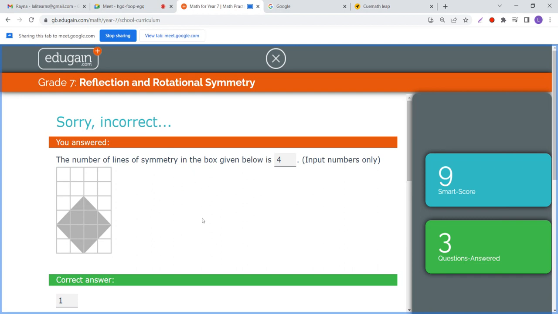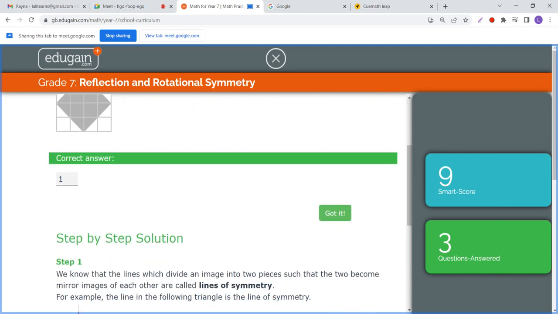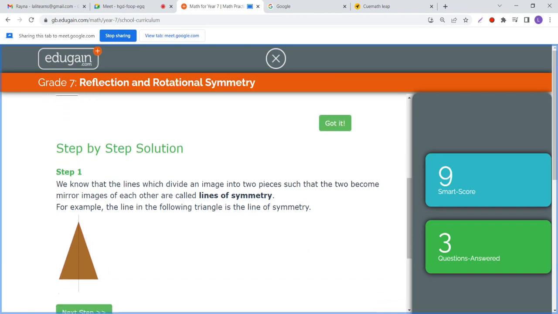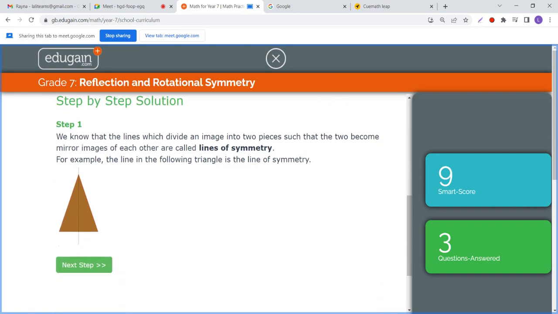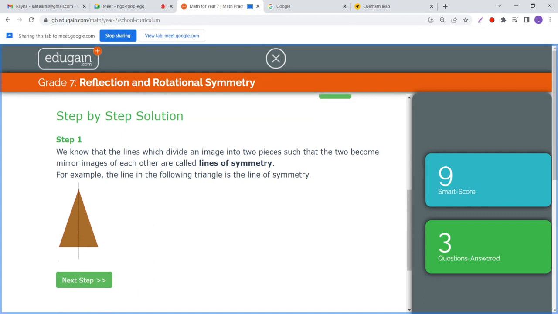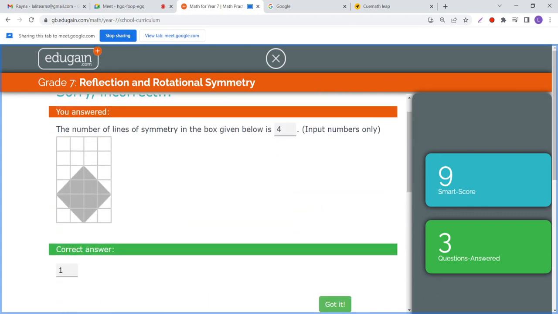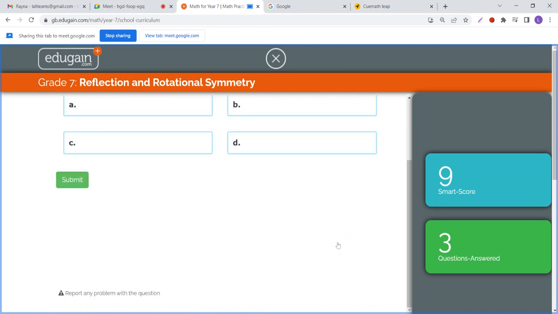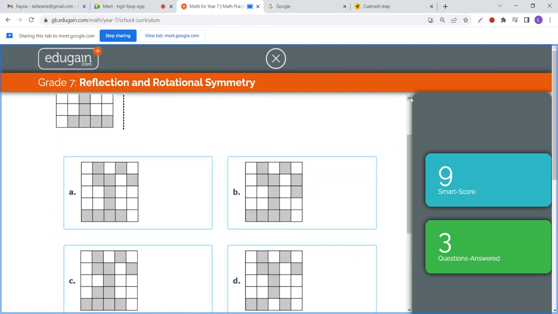That is incorrect. Why? I didn't know the question. The number of lines of symmetry in the box. A line of symmetry would divide the figure into two equal, identical halves, right? So if it is a triangle, it divides it into two equal halves.